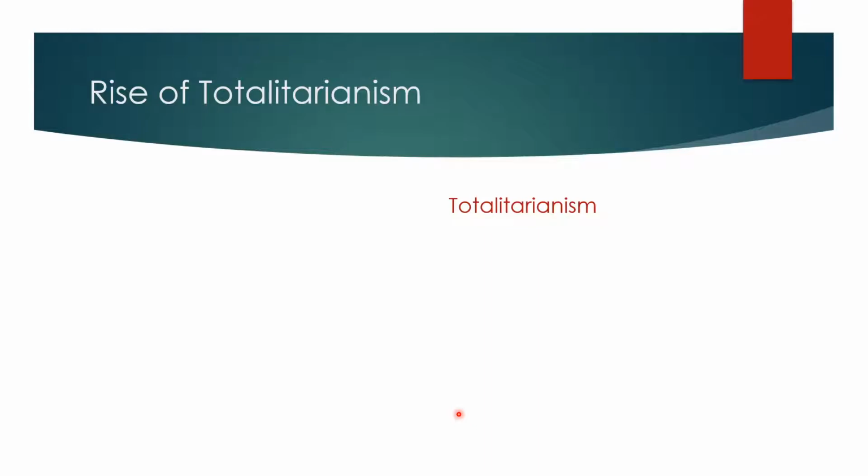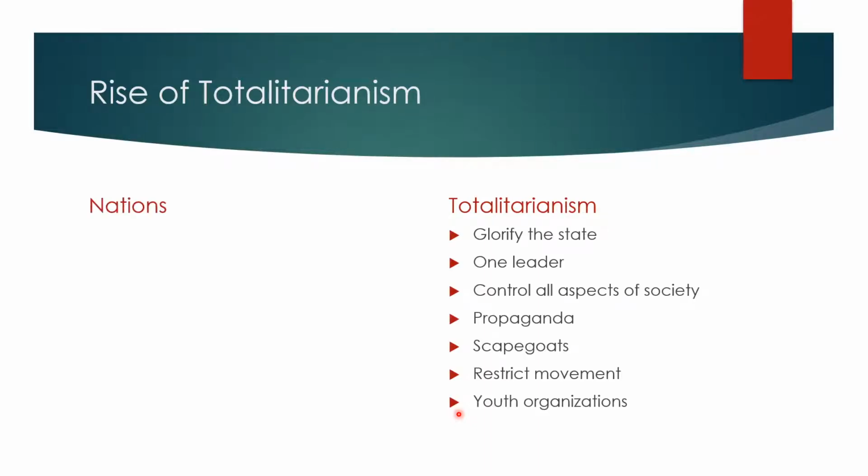Third cause is totalitarianism, or the rise of it. So what is totalitarianism? Totalitarianism is the glorification of the state. Your nation is the best nation. There's one leader, and the main thing that helps me remember totalitarianism is that a totalitarian government controls all aspects of society. They control what you do, they control what you can purchase, they control where you can go. Every aspect of society is controlled by a totalitarian government.